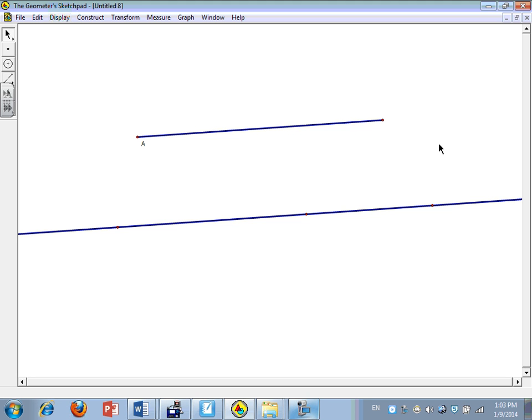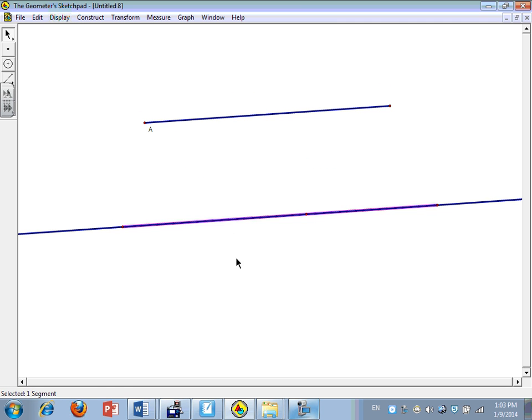So we're back again in 7.6. We're looking at parallel lines and transversals. So parallel lines are just lines that are parallel to each other. It means they have the same slope, the same rise over the same run. So these two are parallel lines.